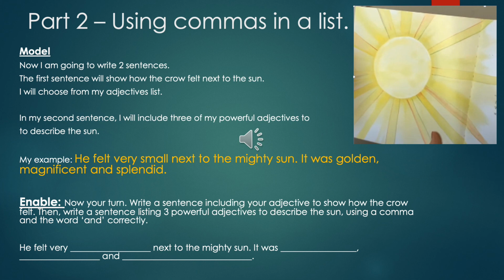Enable. Now it's your turn. Write a sentence including your adjective to show how the crow felt. Then write a sentence listing 3 powerful adjectives to describe the sun, using a comma and the word "and" correctly.